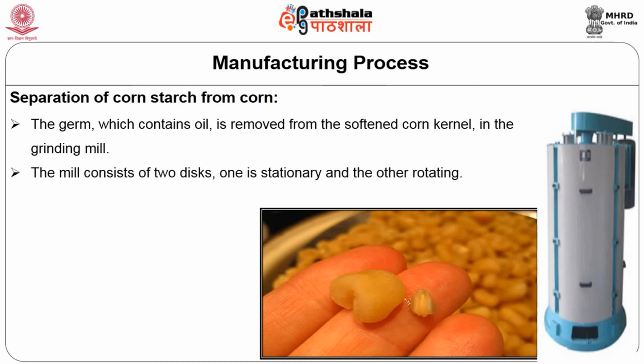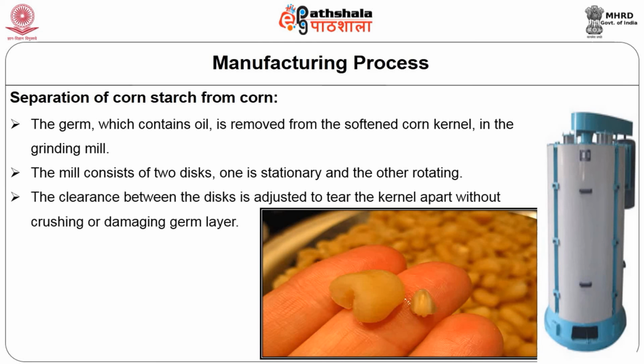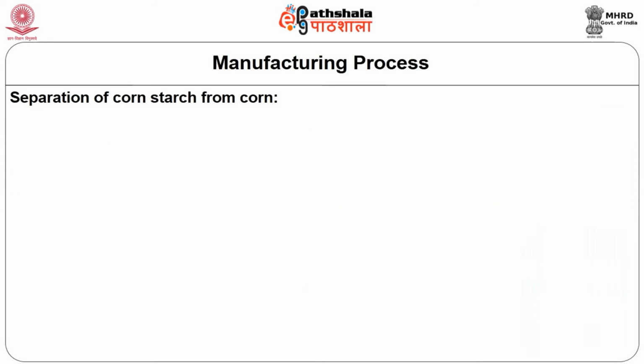The mill consists of two discs. One is stationary and the other rotating. The clearance between the discs is adjusted to tear the kernel apart without crushing or damaging the germ layer. The resulting pulp is transferred to a series of cyclone separators called germ separators or hydroclones.